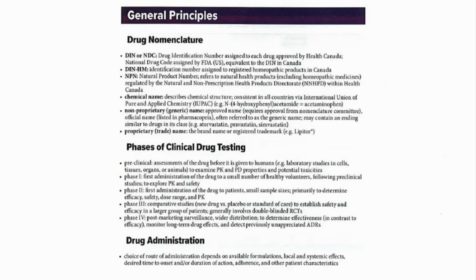Welcome back, everyone. Today, we start a new chapter in Toronto Notes 2025, the Pharmacology. In this lecture, we will discuss the general principles of pharmacology.